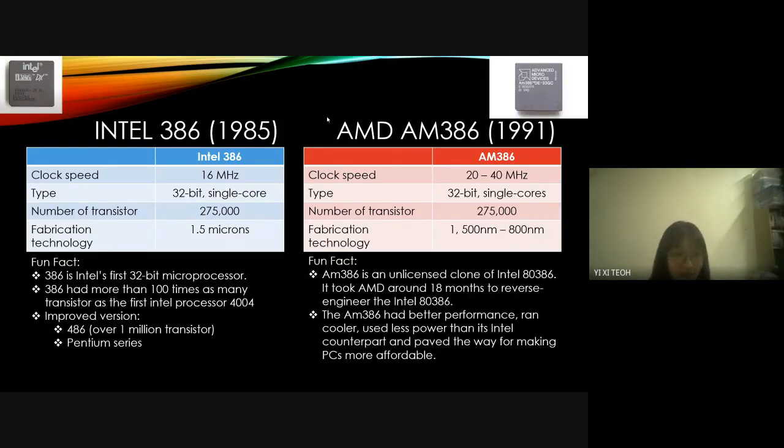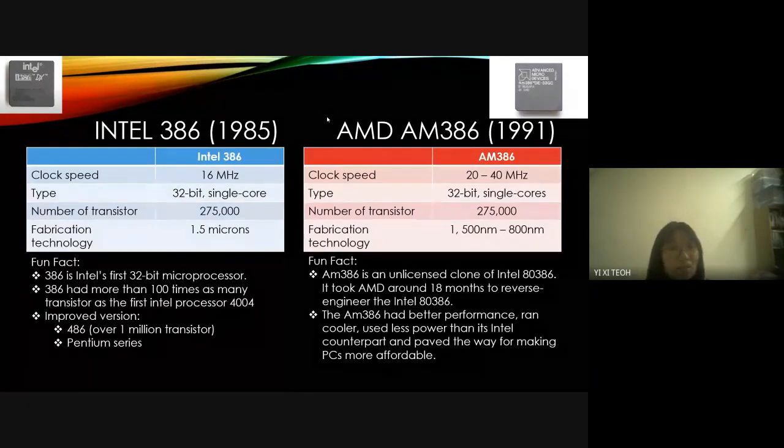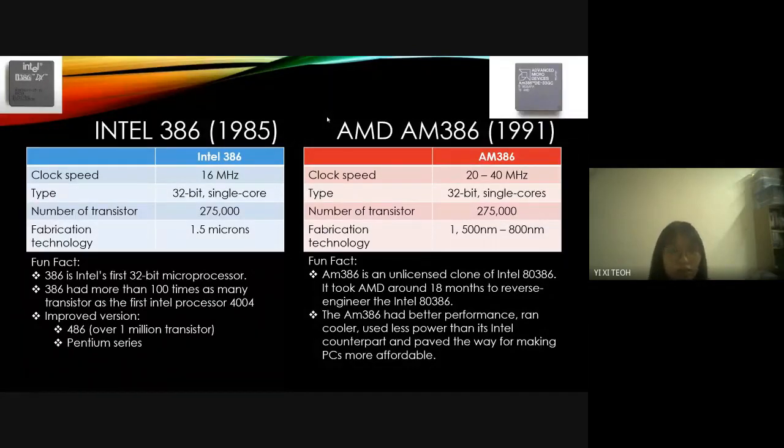And this is another one, the Intel 386. The 386 is Intel's first 32-bit microprocessor, and AMD also came out with the AM386. But this AM386 is a clone of the Intel 80386. It took AMD about 18 months to reverse-engineer the Intel 80386. And we can see that AMD was actually copying Intel technology at that point in history.